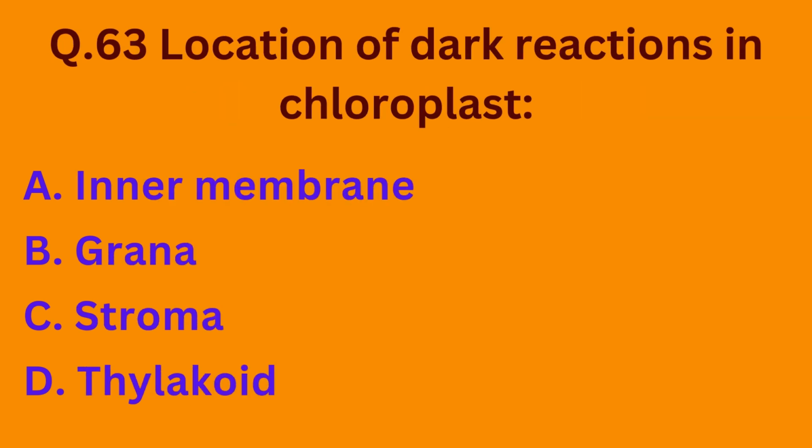Coming to next question. Location of dark reactions in chloroplast. Option A, inner membrane, option B, grana, option C, stroma, option D, thylakoid. So the correct option is option C, stroma. Dark reactions in chloroplast occur in stroma.